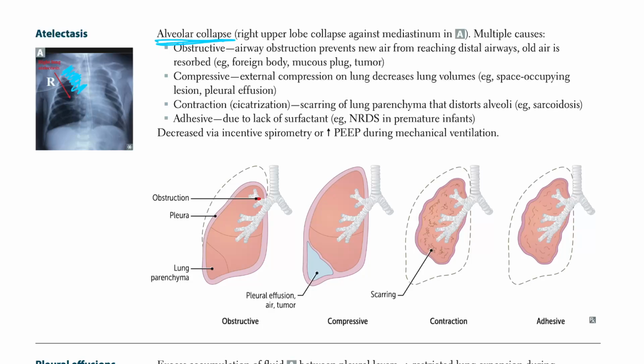And how can you fix it? You could decrease that alveolar collapse by incentive spirometry or giving PEEP, increasing PEEP. So this can be fixed here. Okay, and that's all for the atelectasis, again, which is the alveolar collapse.